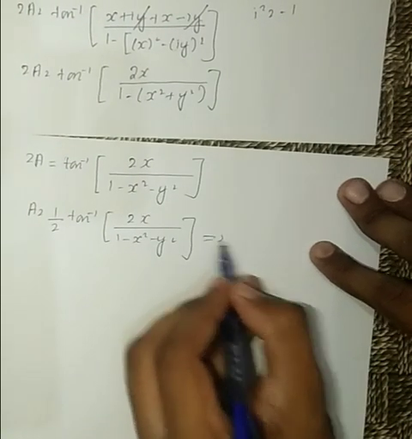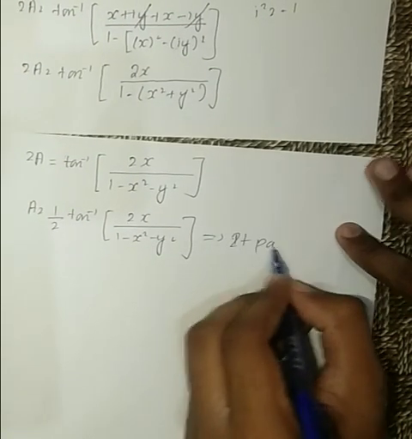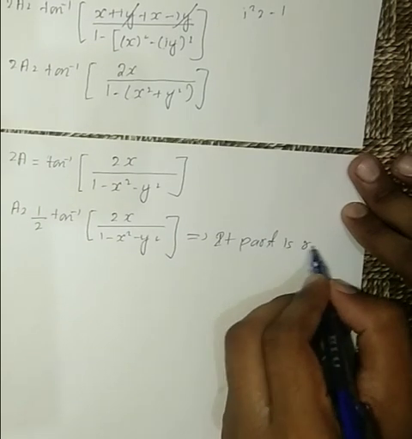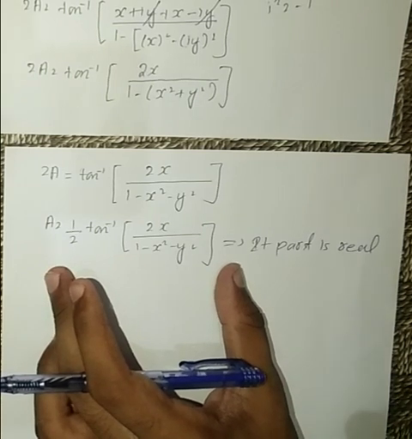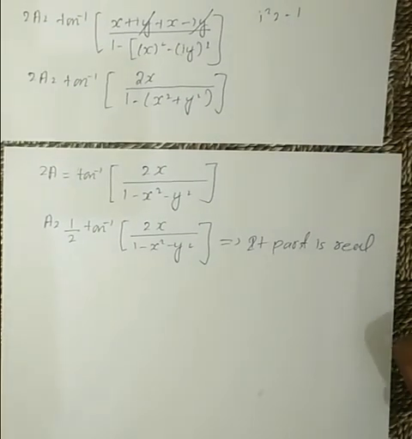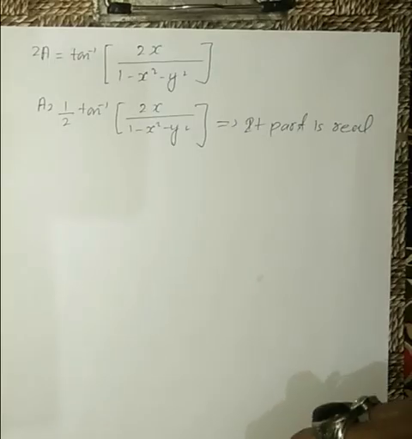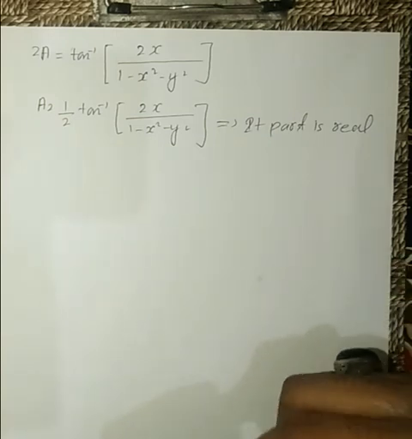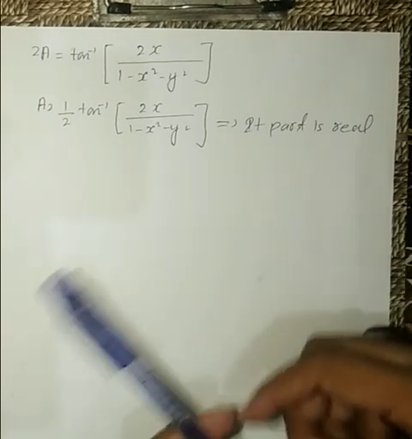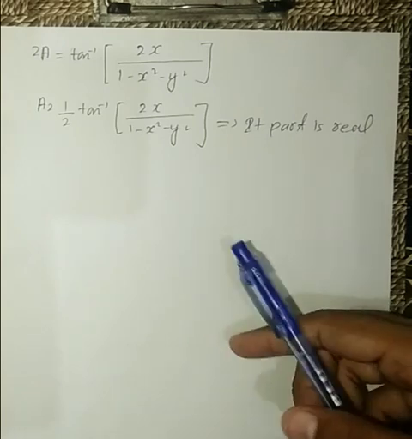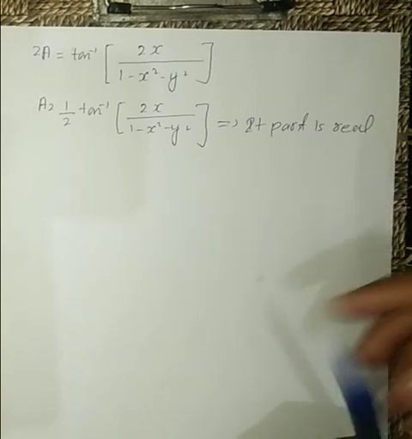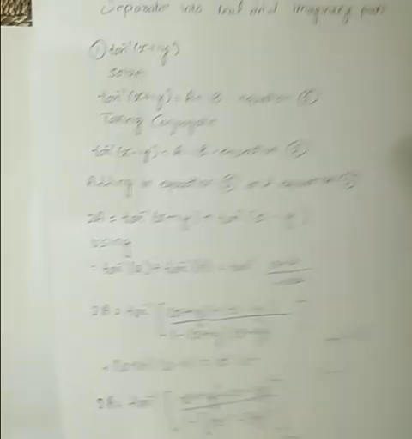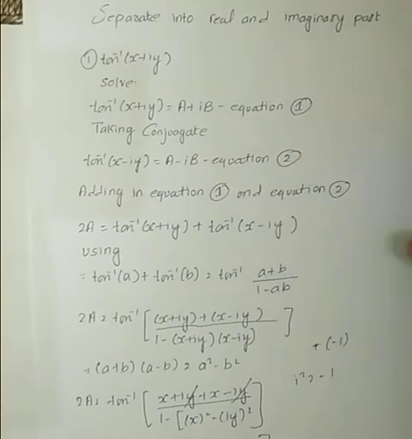So this part is real. It does not contain any imaginary variable, so this part is the real part. Dividing both sides by 2, the 2 on the left side cancels, and on the right side it is 1 by 2 tan inverse of 2x over 1 minus x square minus y square. So this is the real part, and for the imaginary part, we subtract equation number 1 and 2.